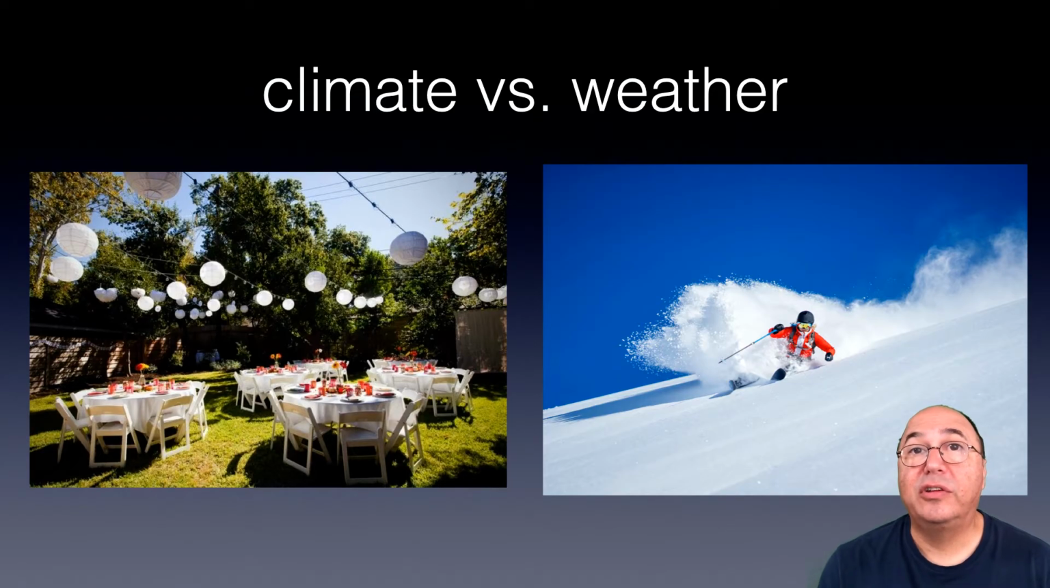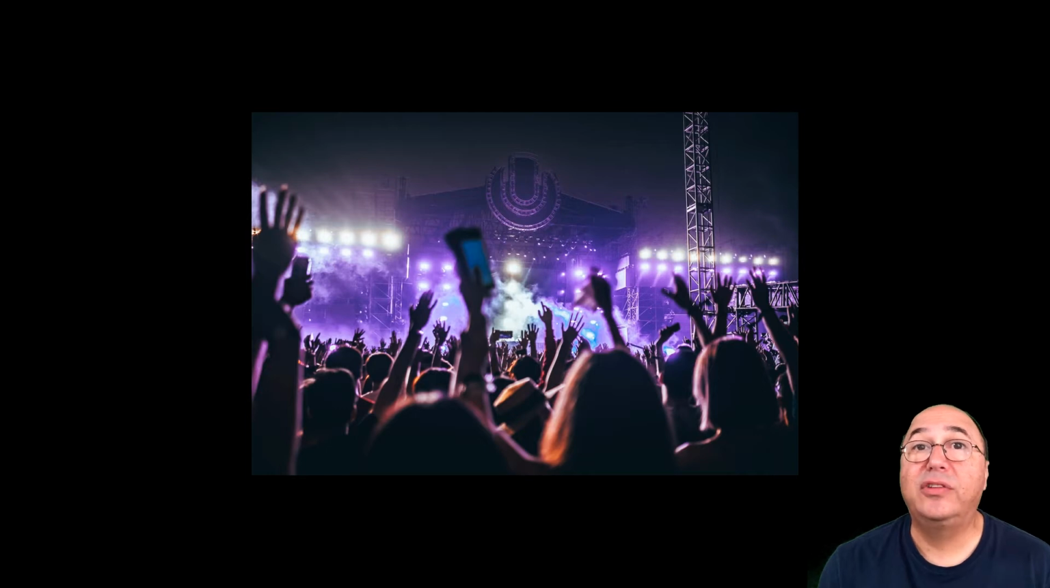For longer-term decisions, it's usually climate that matters. Imagine that you're organizing an outdoor annual music festival in your hometown. In this case, you're interested in climate. You want to find the time of year when the weather is likely to be good. Temperatures not too hot or cold, weather likely to be dry, things like that.